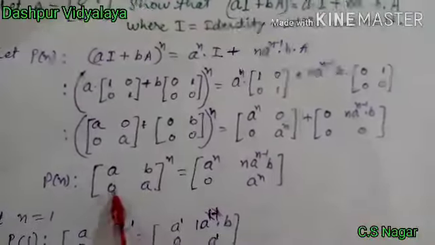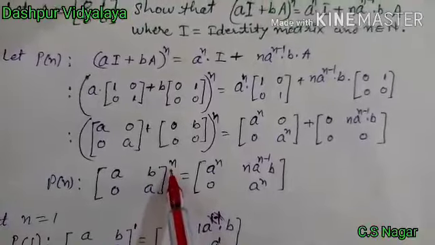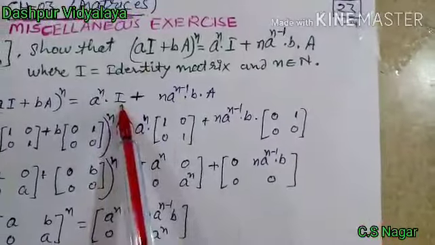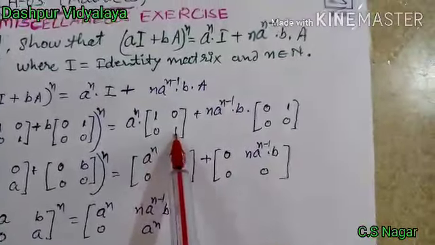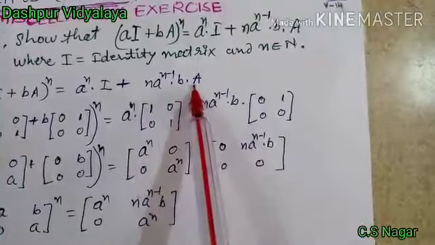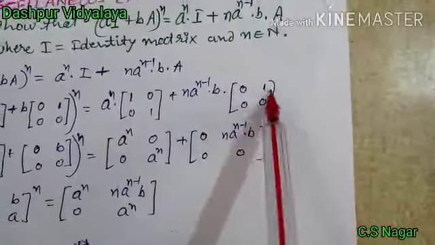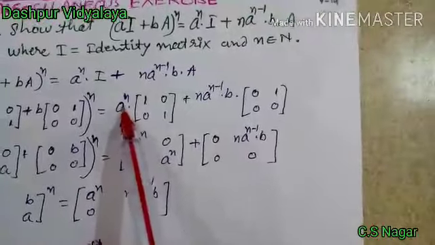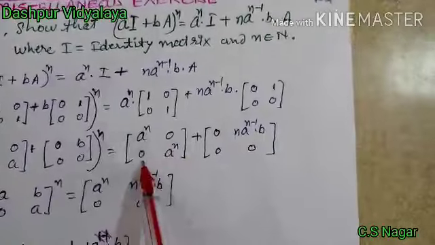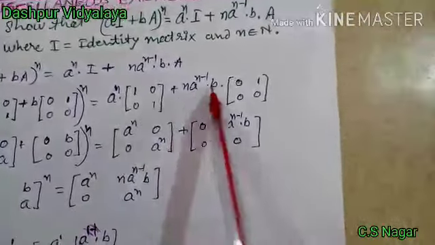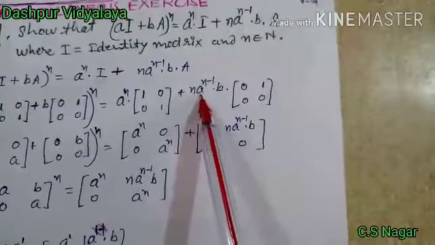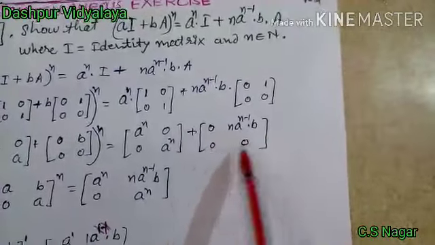It means [[a, b], [0, a]] raised to the power n, and on the right side a^n times I, which is [[1, 0], [0, 1]], plus n a^(n-1) and b, which are constants, times A, which is the matrix [[0, 1], [0, 0]]. So multiplied by a^n, it will be [[a^n, 0], [0, a^n]] plus, here only one element is non-zero, n a^(n-1) b, and the remaining are 0.